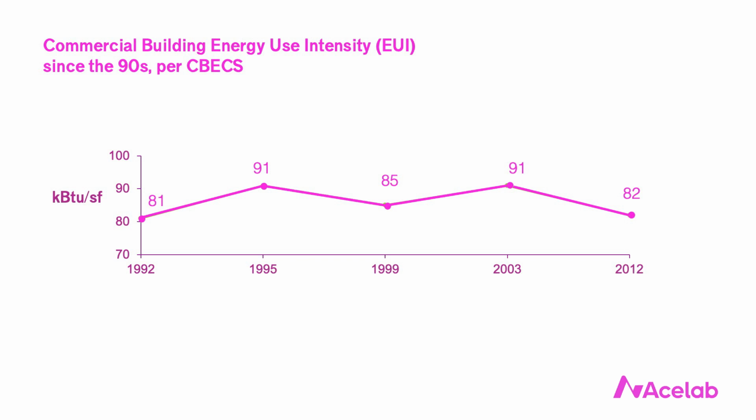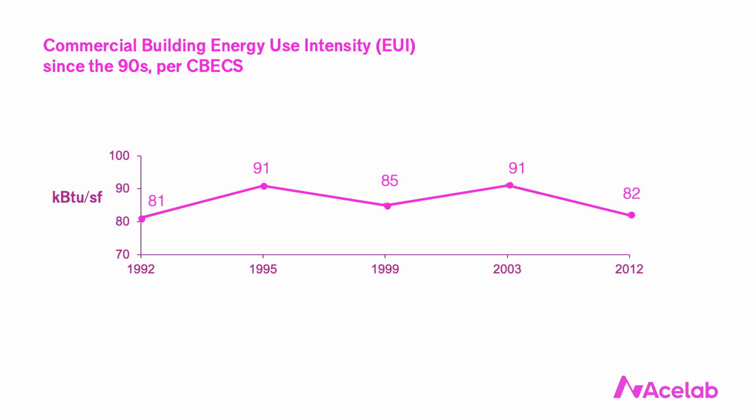The average commercial building in 1992 used 81 kBTUs per square foot, and in 2012, the average commercial building used 82 kBTUs. 2012, by the way, is the most recent year we have data. The 2018 data is set to be released later in 2022. In any case, this data does not make our industry look particularly impressive.